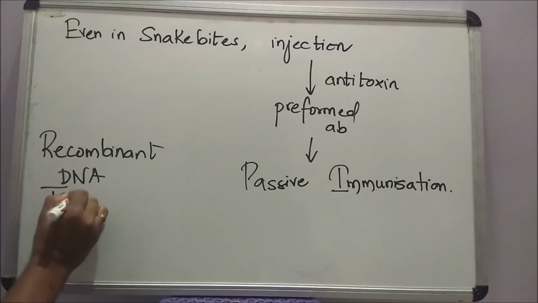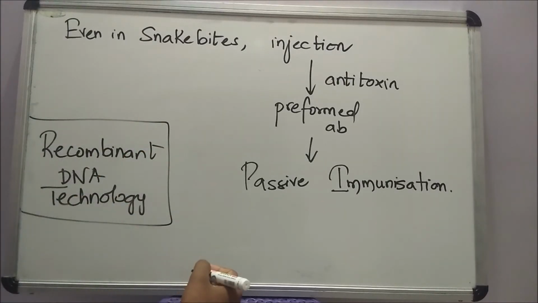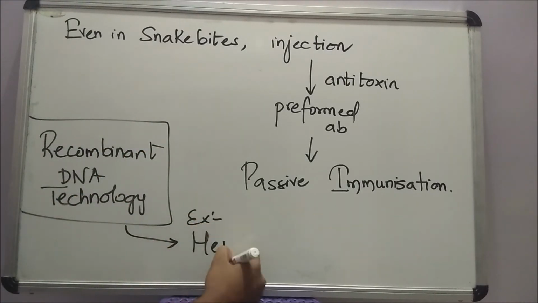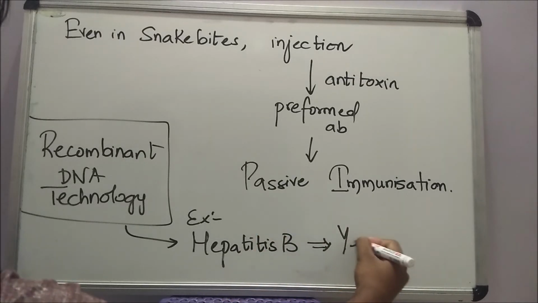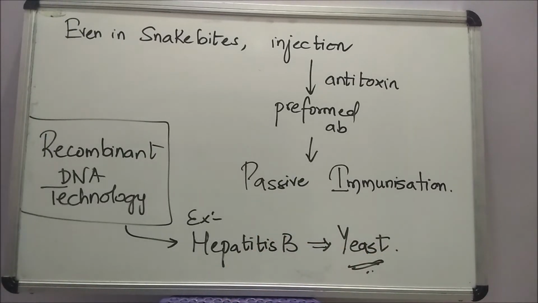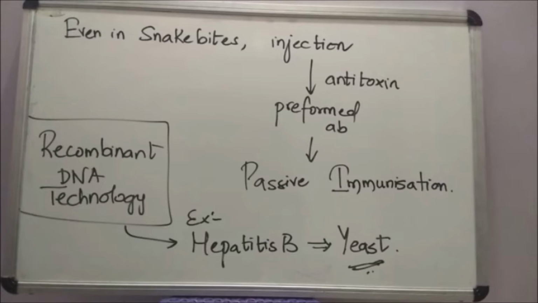Recombinant DNA technology has also allowed the production of antigenic polypeptides of pathogens in bacteria and yeast. Vaccines through this technology allow large-scale production for immunization. Example, hepatitis B vaccines are produced from yeast.